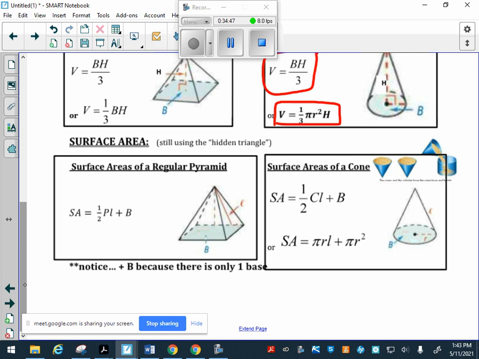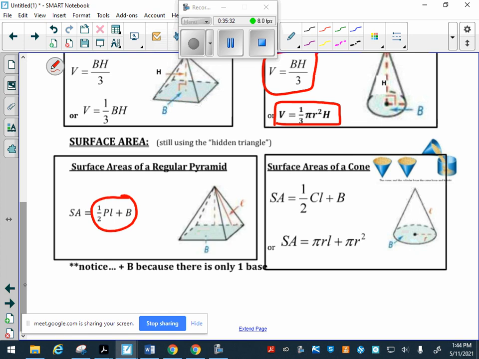So 1/2 PL is 1/2 the perimeter, which is all these added together, times the slant height, which is basically finding the area of a triangle and multiplying it by how many triangles there are. That's how the perimeter gets in there. Okay, so it makes sense that if the faces are triangles, we're going to have this 1/2 PL to get their area, and then plus one base because there's only one base. Okay, and again, with cones, it's 1/2 CL plus B.